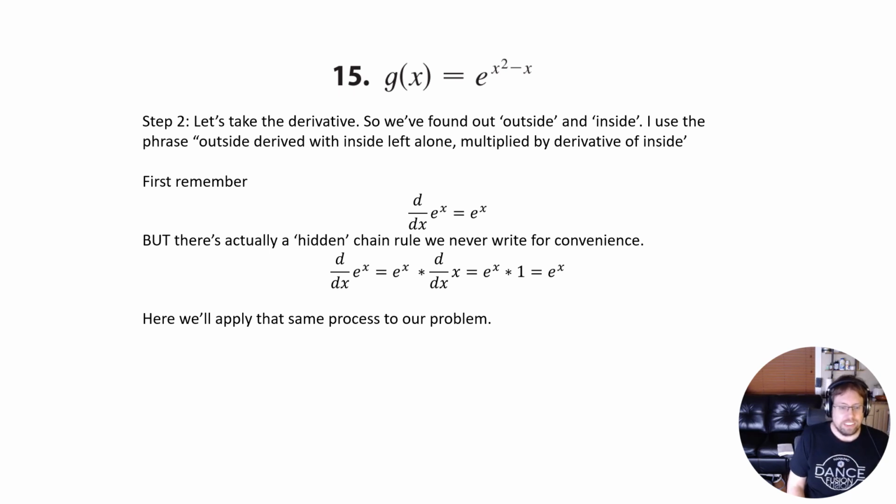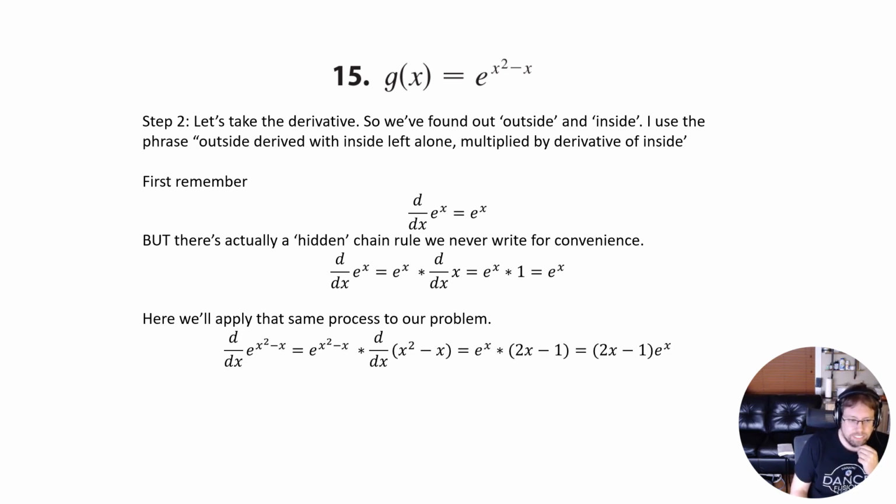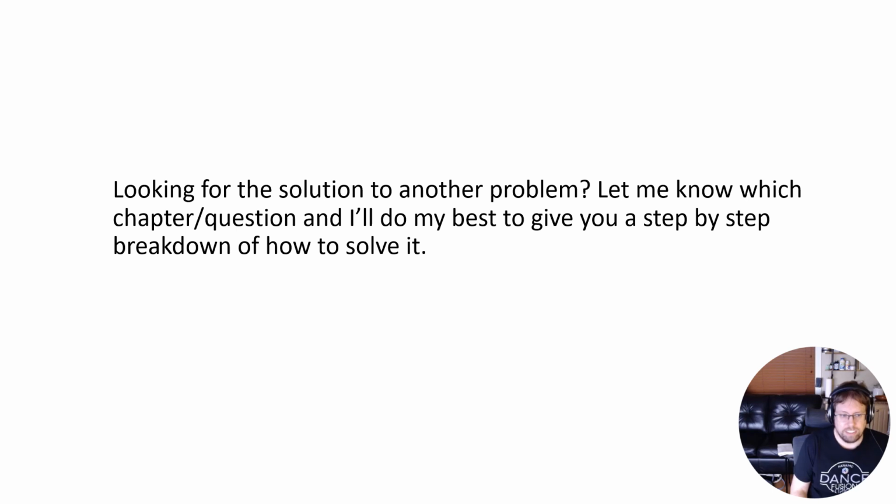But now what we're going to see here is that if we apply this exact same process to our problem, we can do the same thing again. So to take the derivative of e to the x squared minus x, we just have e to the x squared minus x times the derivative of what's on the inside, x squared minus x. Now, the derivative of x squared minus x just becomes 2x minus 1. And in the final step there, I just move it in front because it makes it look a little bit neater. And that's it. That's all you had to do to solve this problem.